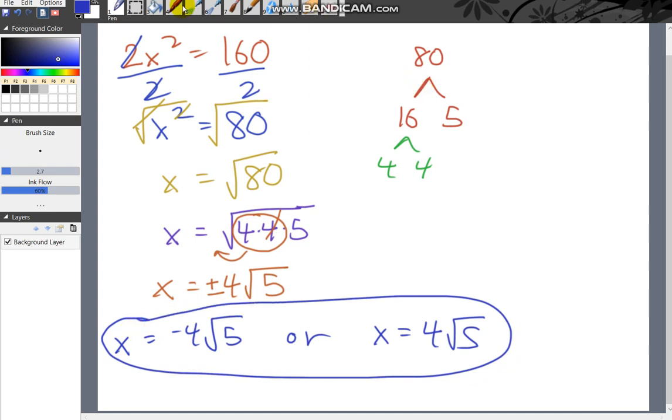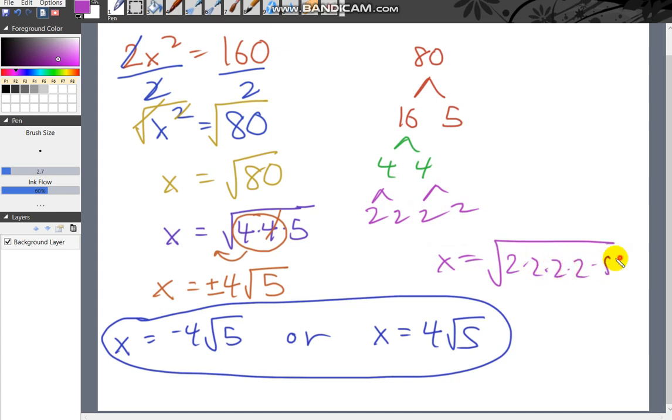Now, I know this happened in the past. You could also break these 4s. If you wanted to, you could break it up into 2 and 2, 2 and 2, and then you could get x equals the square root of 2 times 2 times 2 times 2 times 5. You're going to have two pairs of partners in crime in jail, right? You have one pair here, and then you have one pair here. So this would be x equals 2 times 2 times square root of 5, which would actually be the exact same thing if you like to do it that way.